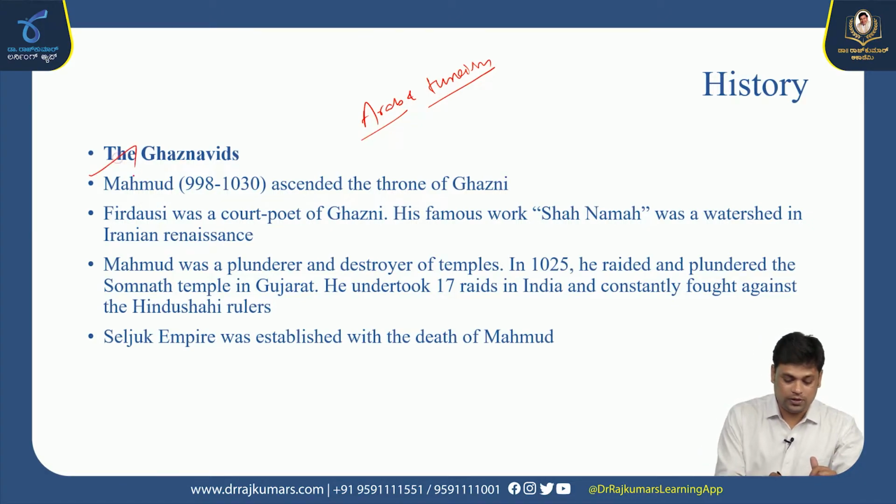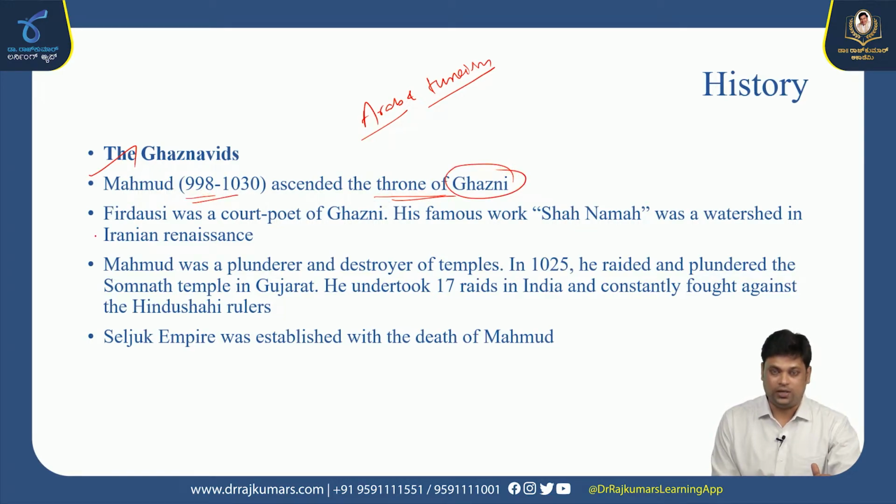So we are going to discuss the Ghaznavids. He ascended the throne of Ghazni in the year 998 to 1030. And a popular personality called Firdausi was a court poet of Ghazni. He came up with a famous work popularly known as Shahnama.